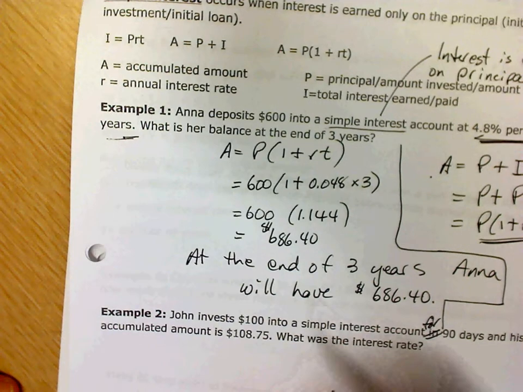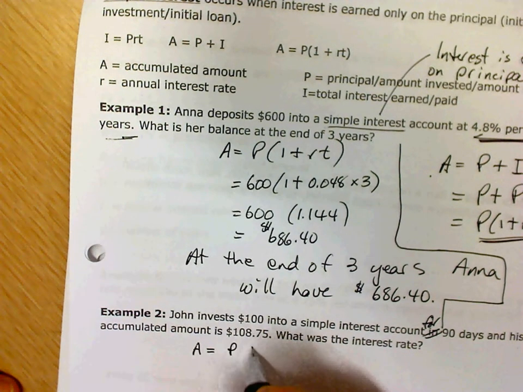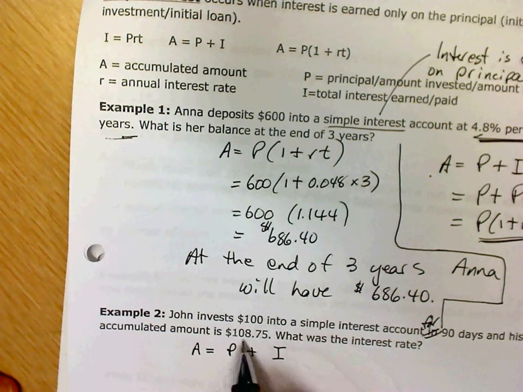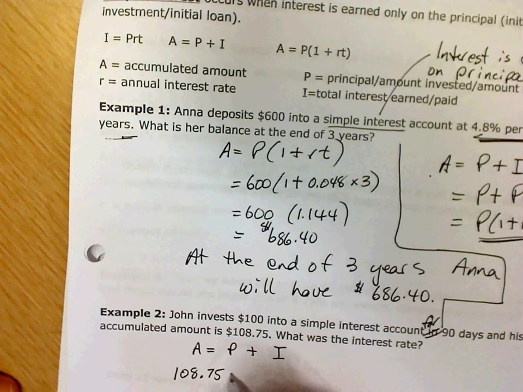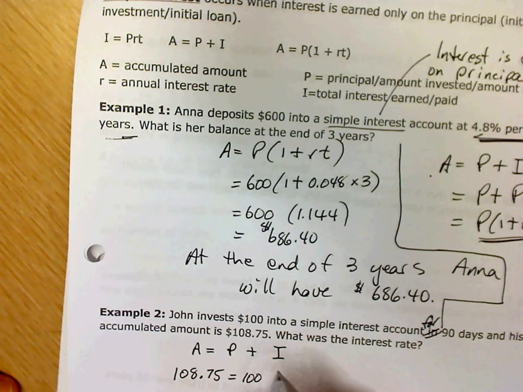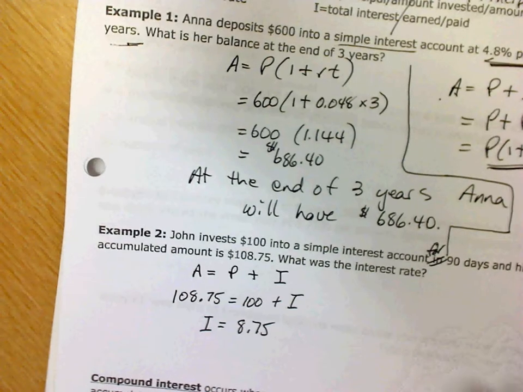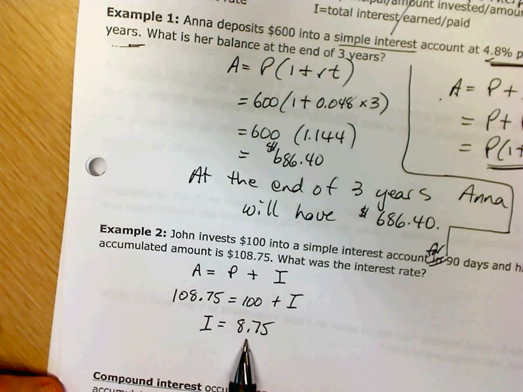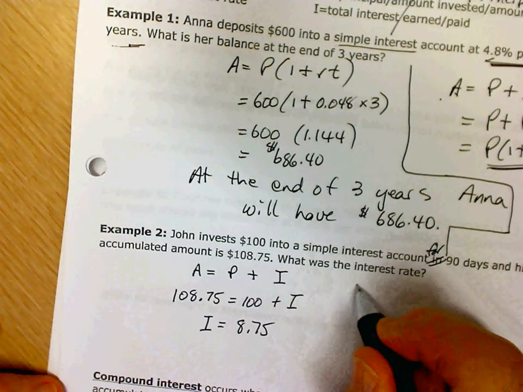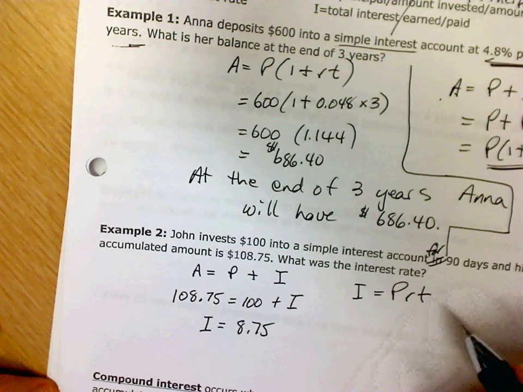So A equals P plus I. The accumulated amount is 108.75, and that equals 100 plus I. So our interest is equal to $8.75. So we just had to calculate, out of the 108.75, what was the interest portion, right? I equals PRT. Now we can start to calculate the interest rate.